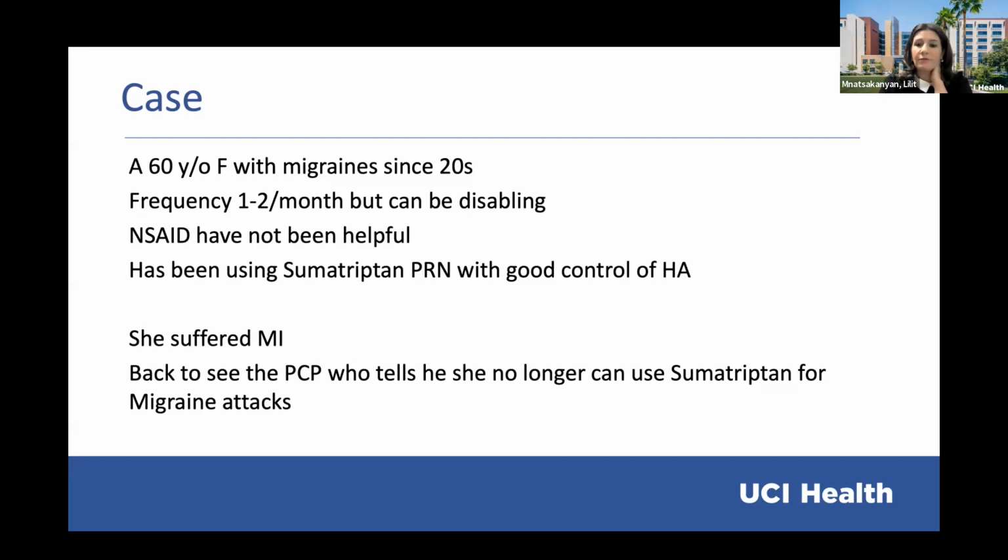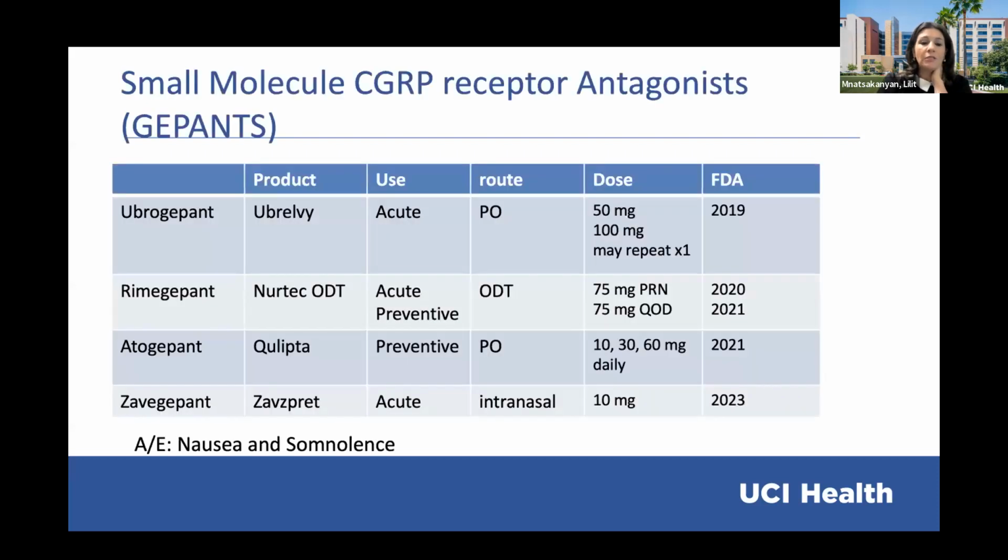Unfortunately, more recently, she suffered a myocardial infarction and she went back to see her primary care physician, who told her that she can no longer use sumatriptan because it's now contraindicated with her coronary artery disease. And she's asking what she can do because previous other treatments failed. So for a patient like this, we have emerging therapies in migraine.